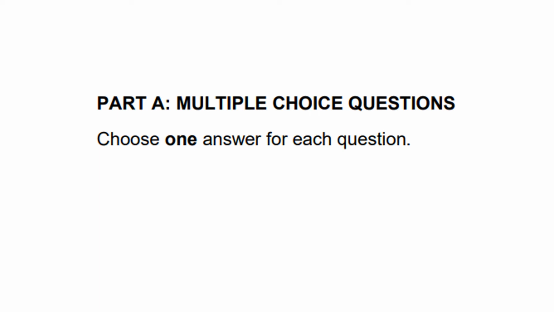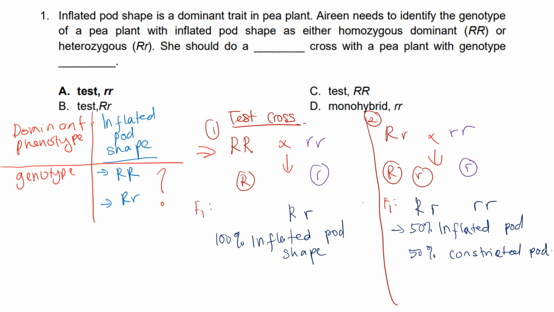We are going to discuss the workbook question on Chapter 1, which is Genetic Inheritance and Genetic Control. Question 1. Inflated pod shape is the dominant trait. So Irene needs to identify the genotype of a pea plant with inflated pod shape as either homozygous dominant or heterozygous. So she would do a test cross with a pea plant with genotype homozygous recessive. So the answer would be A.